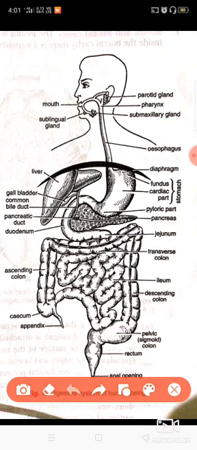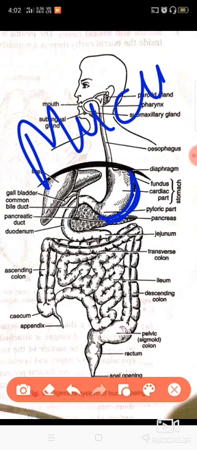Okay, the HCl acid is a strong acid which kills the bacteria or any germs present in your food. Then one more thing is present here, that is mucus. Okay, what is the function of mucus?